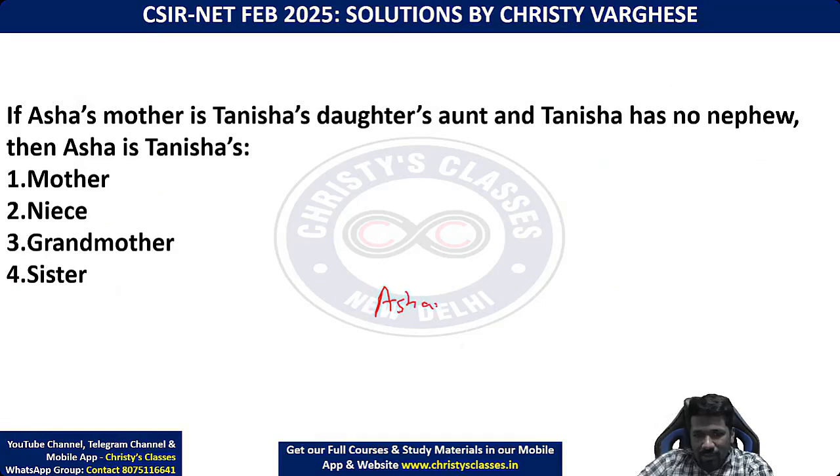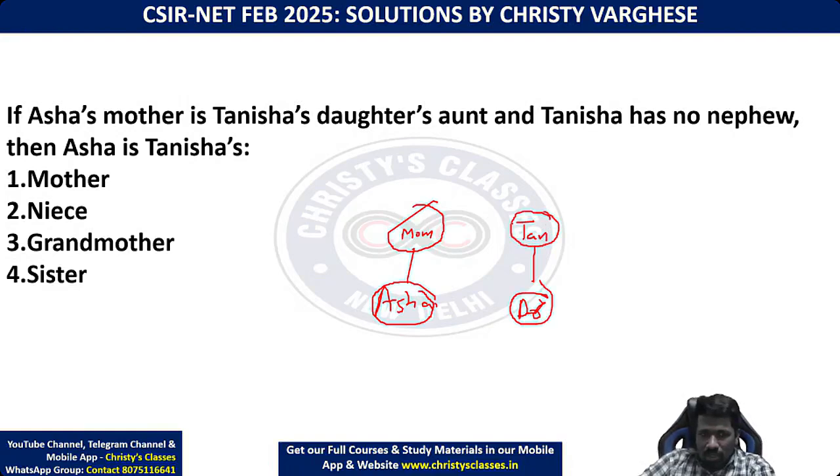Asha's mother, we will make it personal. Asha is a female person, assume it. And Asha's mother, I will call mom itself. Asha's mother is Tanisha's daughter. So Tanisha's daughter, I will call daughter DR. Tanisha's daughter's aunt. So the daughter's mother, Tanisha's daughter's mother, is Tanisha. Tanisha's sister will be the aunt of the daughter, right? Tanisha's sister, that is the mother of Asha. Meaning Tanisha and Asha's mother are siblings.